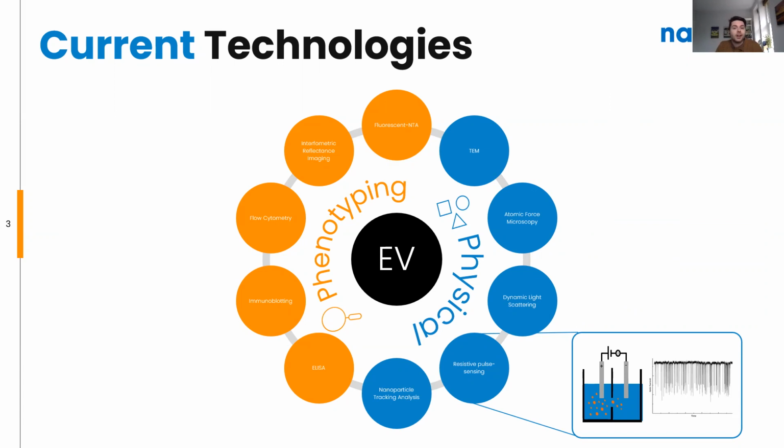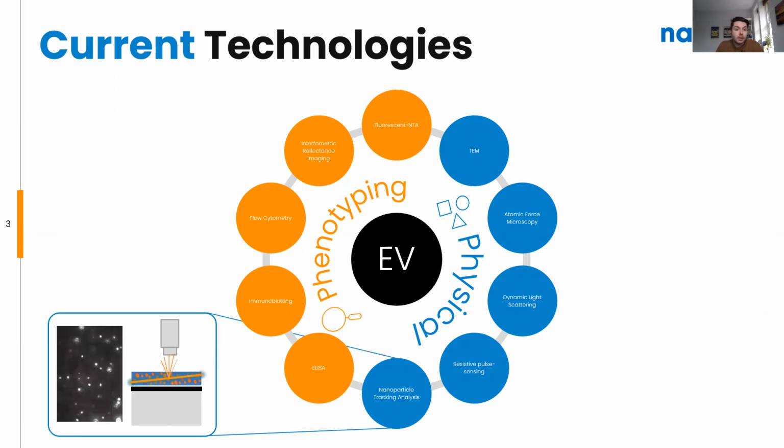Another very relevant and important technique would be NTA, which uses Brownian motion again to measure particles in suspension, although this has often been criticized for its accuracy and importance to EV in future research.